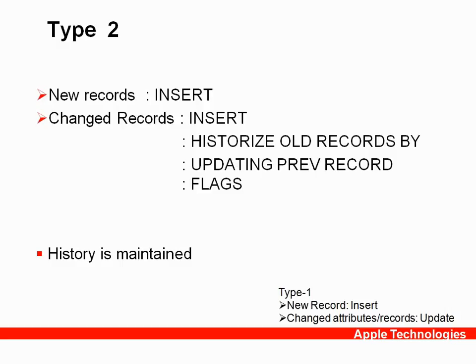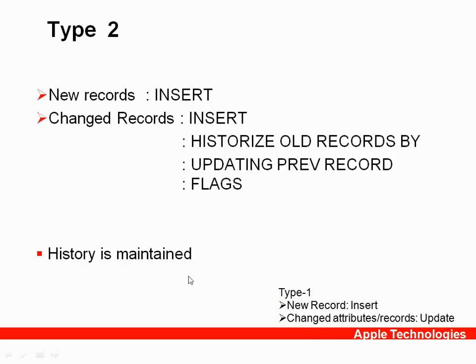So in type 2, a new record will be inserted, and a changed record will again be inserted, because type 2 maintains history. We'll see how this works. Type 1 means a new record is inserted and a changed record is updated, but in type 2, the new record insert is the same, while the changed record is also inserted here. After that, we'll do a couple of activities. Why we do them, we'll see now. So type 1 has no history. Type 2 has history.